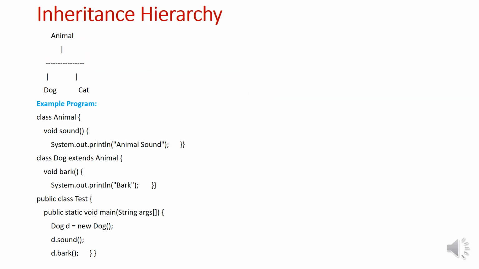Inheritance hierarchy. In that hierarchy, Animal is a base class, and Dog and Cat are the subclasses. In our example program, the Animal base class has the method sound. After that, we create a Dog subclass which extends from Animal. It also has its own method bark. To access these methods, there is no need to create separate objects for both classes. So we create an object for the subclass, which also has the base class. So here we create an object for Dog.